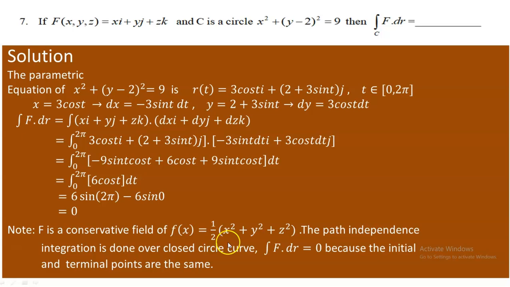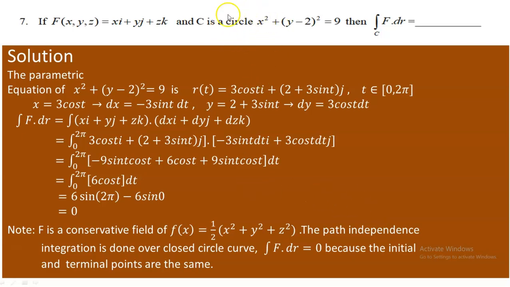So if capital F has this kind of property, that it is the gradient of a certain scalar function, the scalar function is called the potential function, and the vector field here is considered to be the conservative field. So if F is a conservative field, students, then it is path independent. That is to say that it doesn't depend on the path we take from the initial to the terminal point. Instead, it depends on the initial and terminal points.